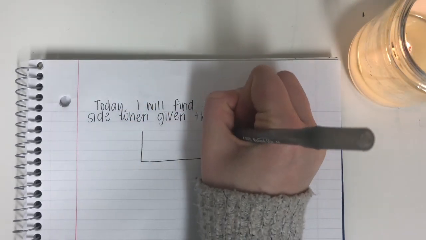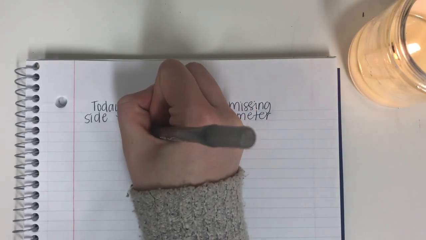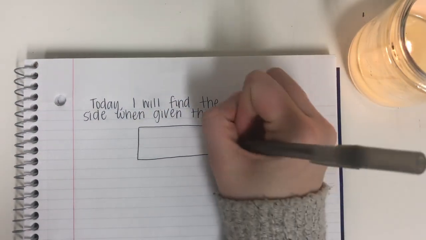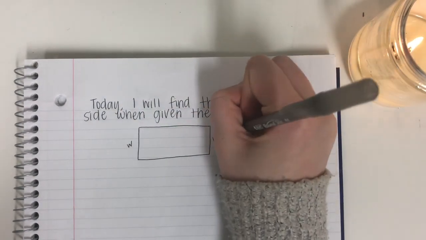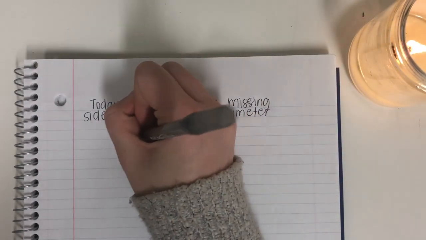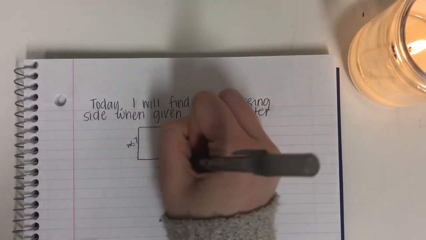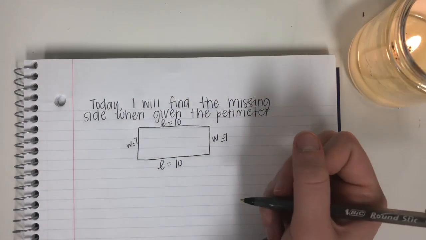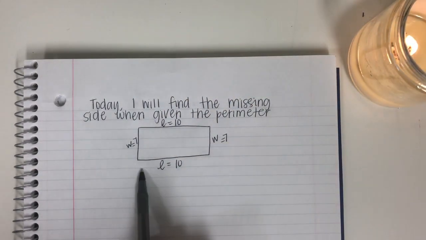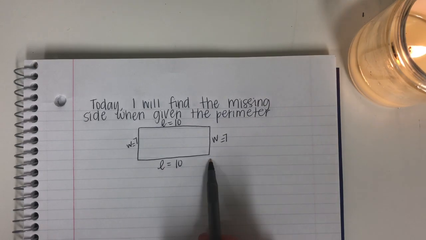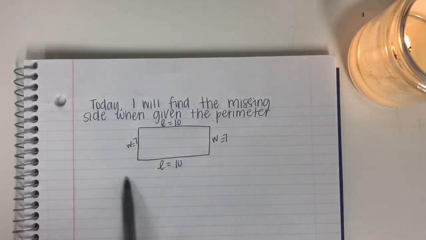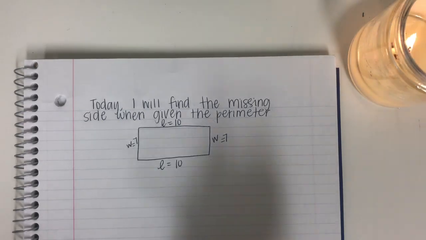Let's say that we have a rectangle and we have the following measurements. So let's say that our width is 7 and our length is 10. To find the perimeter of a rectangle that has a length of 10, so how long it is, and how wide it is, which is our width, we would add up all the sides. So that's how we find the perimeter.